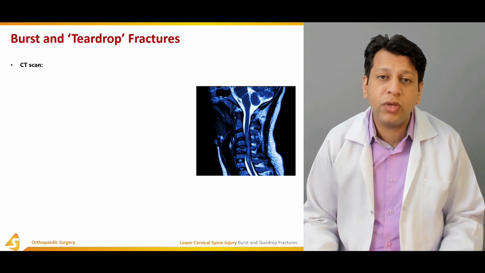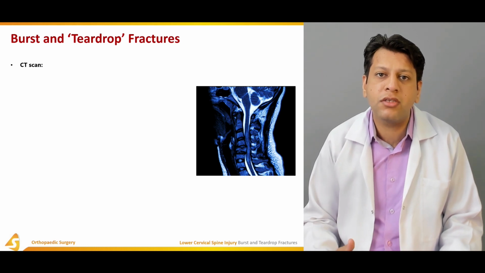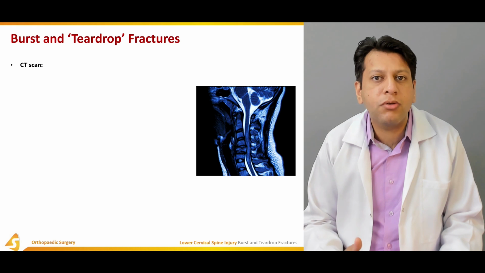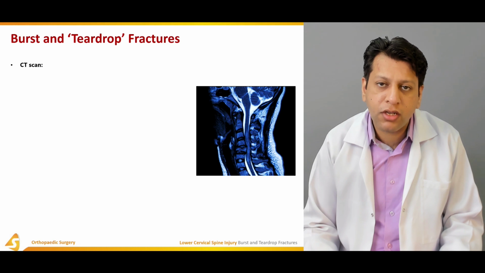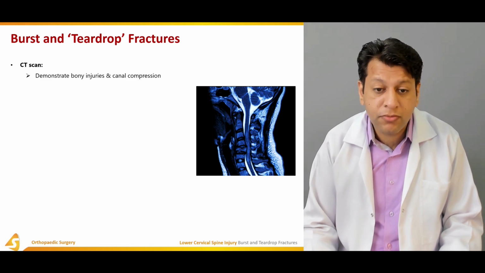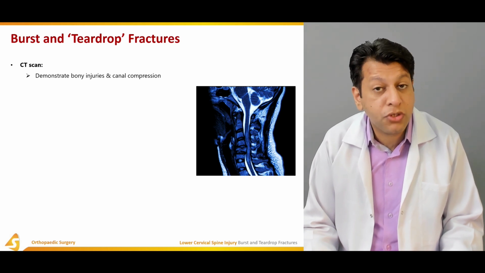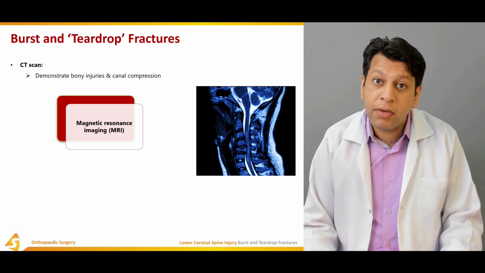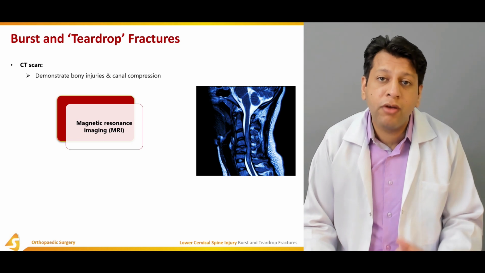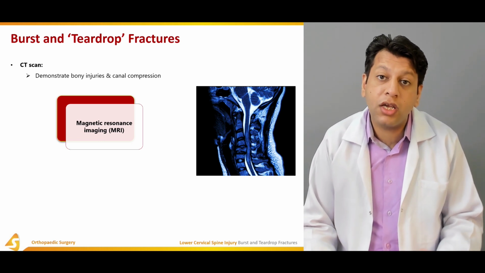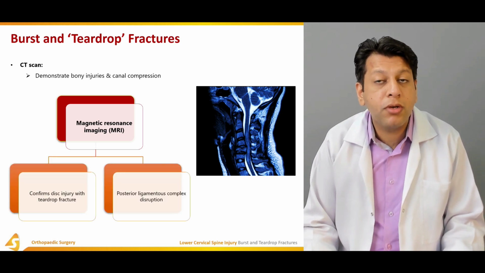Now, whenever we get an x-ray, if there is no neurological compromise and the patient is quite stable, it's better to get a CT as well as an MRI. Why? Because CT will tell us the detailed morphological characteristics of the fracture and demonstrate whether there are associated bony injuries and canal compression or not. And then we need to get an MRI as well. What would MRI tell us? What about the discoligamentous complex, whether the disc is intact or not, whether the ligaments of the posterior ligamentous complex are intact or not. These can be confirmed with MRI.